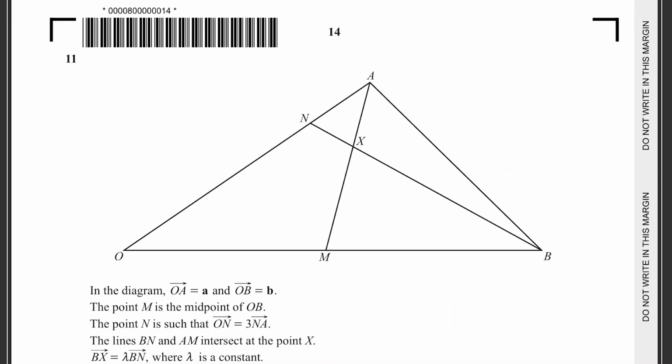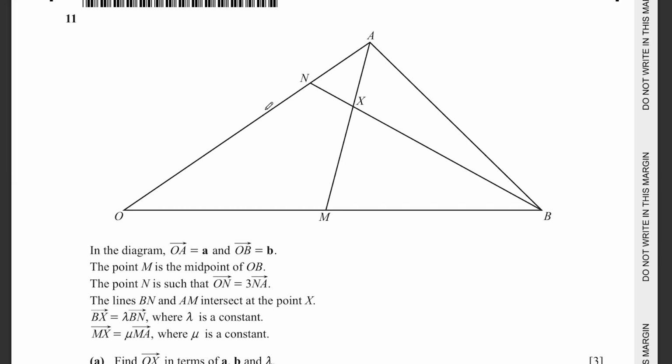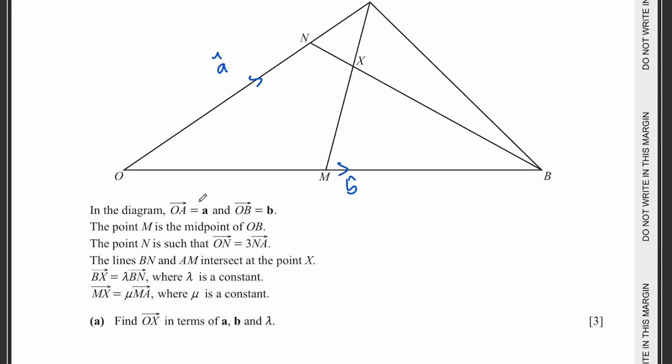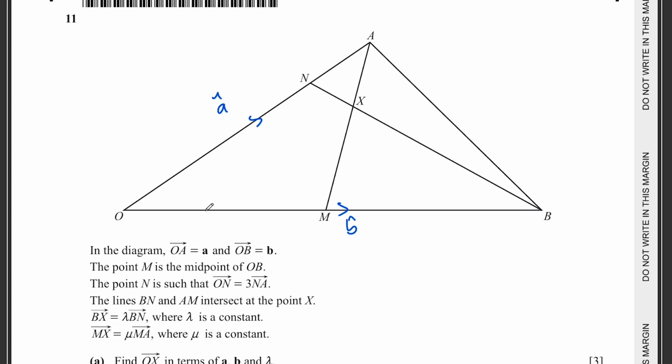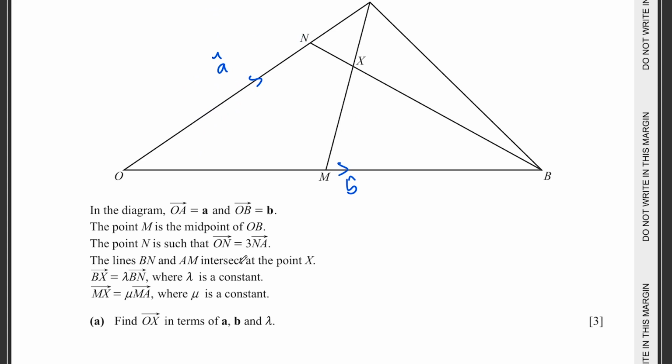Vector question for question 11. In this diagram, OA is a, I'll just write it down. OB is b. And M is the midpoint. Point N is such that ON is 3/4 of a. The lines BN and AM intersect at the point X. Find OX in terms of a, b, and lambda.